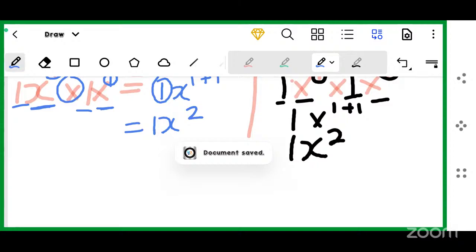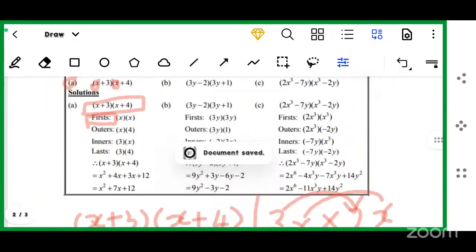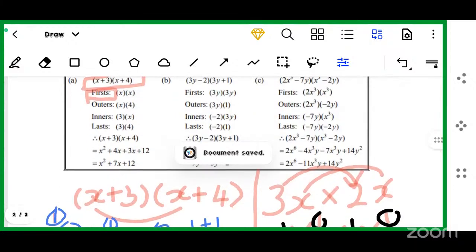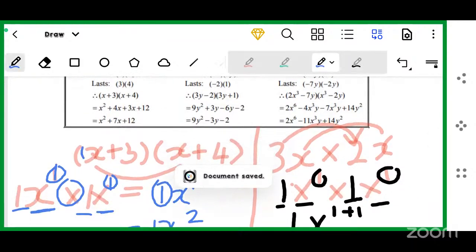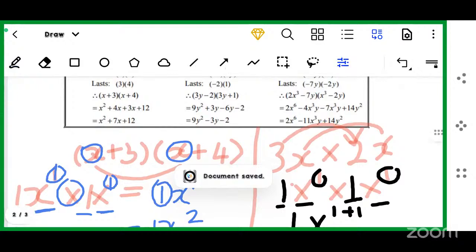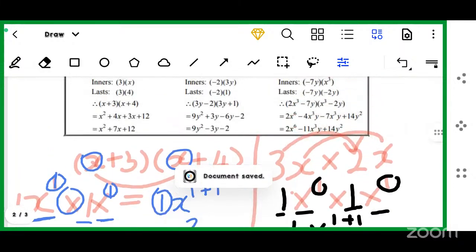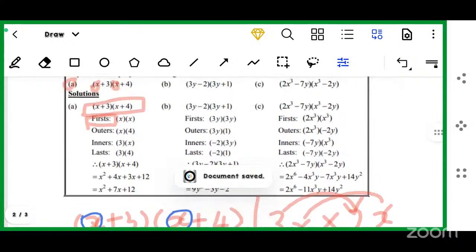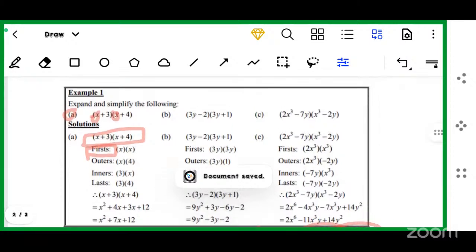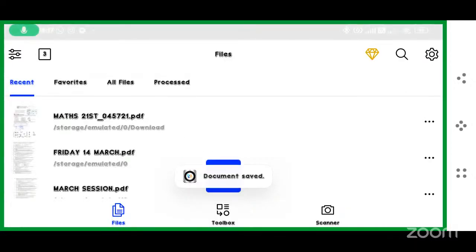Perfect. So that was the first part, you multiply the 2 first. Which ones are our 2 first? The 2 x's. So after multiplying the 2 x's, we find that the value there is x squared, or 1x squared, right? So the second part, you multiply the outers. What are the outers? We check, the outers are the x and the 4. So it's x and the 4.